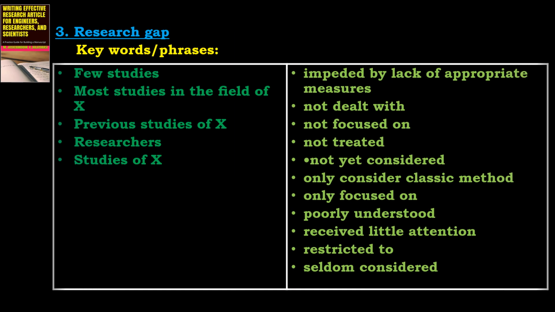Research gap. For highlighting gaps in previous research, this section offers the key phrases used in technical literature to specify the identification of a knowledge gap or an unexplored area in research. Key phrases are: a. Few studies, most studies in the field of X, previous studies of X, researchers, studies of X. b. Impeded by lack of appropriate measures, not dealt with, not focused on, not treated, not yet considered, only consider classic method, only focused on, poorly understood, received little attention, restricted to, seldom considered.